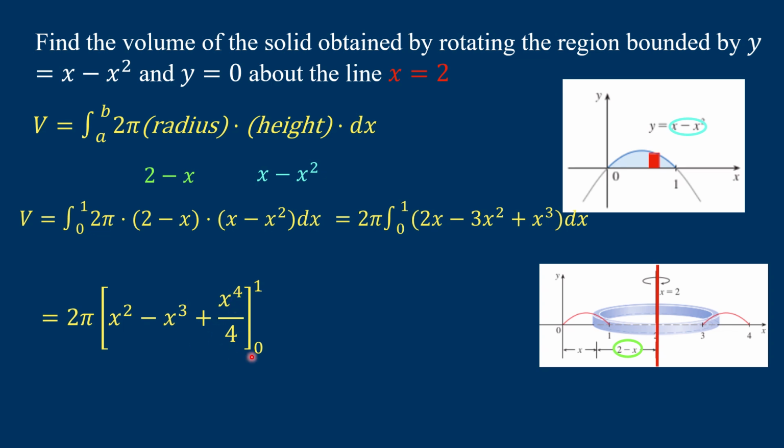Plug in x equal 1, and x equal 0, then you find 1 over 4. Then the answer is going to be pi over 2. That's how you find this volume.